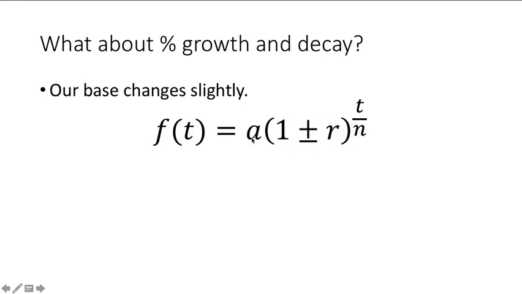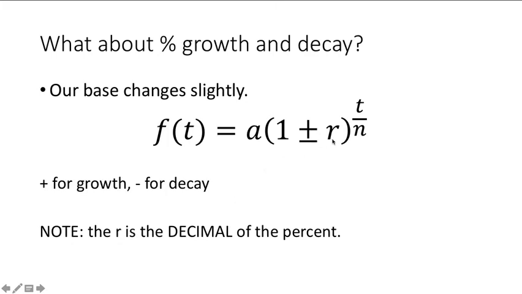The a is still the starting value. The t in this case is still the time, and the n is still the interval of time. We will use addition here if we have a growth percentage, and we will use subtraction if we have a decay percentage. And the key thing is that the r is the decimal of the percent. So if something is increasing by 15%, we're not going to use 15 here. We would use 0.15.